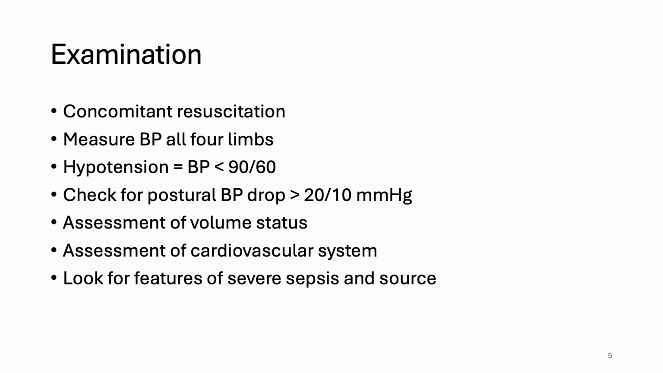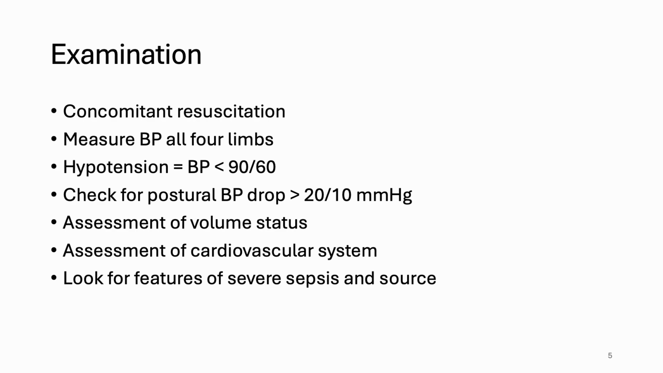You will next examine the patient with hypotension. Remember, if the patient has significant hypotension, you will need to examine while administering concomitant resuscitation, measure the blood pressure in all four limbs, and check for hypotension, defined as blood pressure less than 90/60 mmHg. If feasible, look for postural BP drop. That means systolic blood pressure drop more than 20 mmHg or diastolic blood pressure drop more than 10 mmHg after 3 minutes of change in posture.